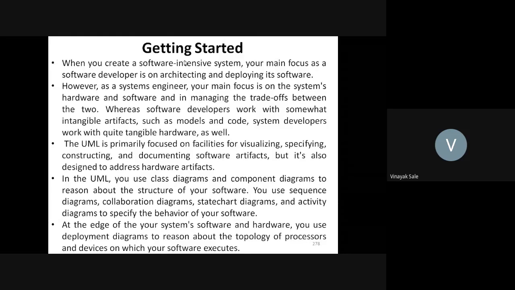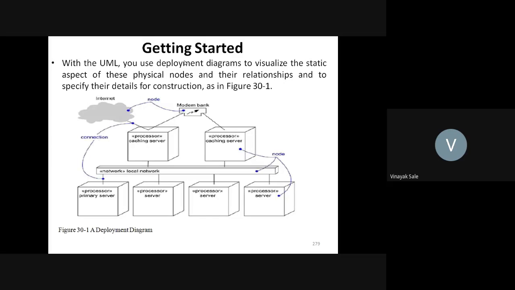So in UML, you use class diagrams and component diagrams to reason about the structure of your software. You use sequence diagrams, collaboration diagrams, statechart diagrams and activity diagrams to specify the behavior of the system. At the edge of your system, software and hardware, you use deployment diagrams to reason about the topology of processors and devices on which your software executes.